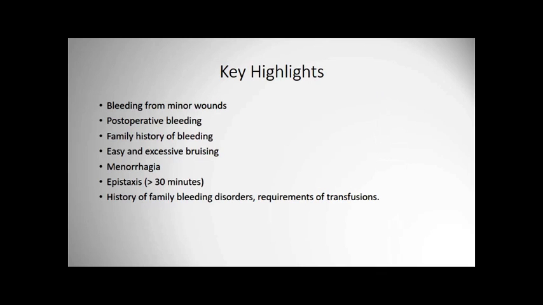Well, people with von Willebrand disease will have bleeding from minor wounds, postoperative bleeding, and family history. Remember, autosomal dominant for types 1 and 2, autosomal recessive for type 3. So this appears in families depending on the pattern of inheritance. Easy bruising, excessive bruising, menorrhagia, epistaxis.